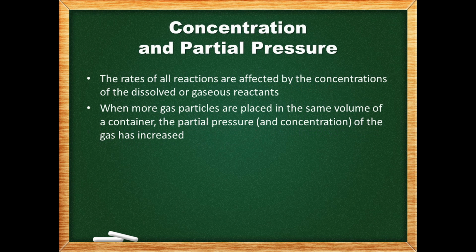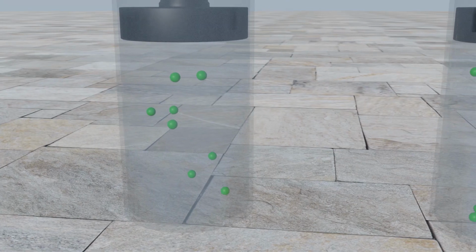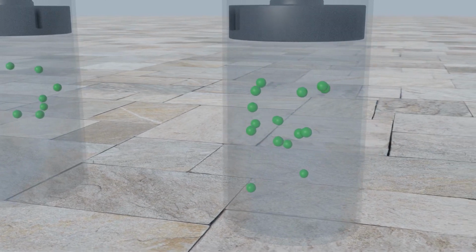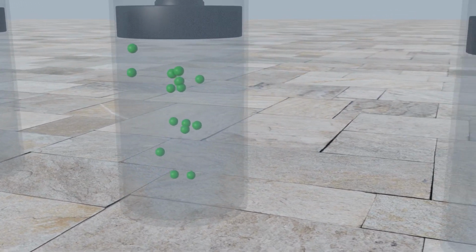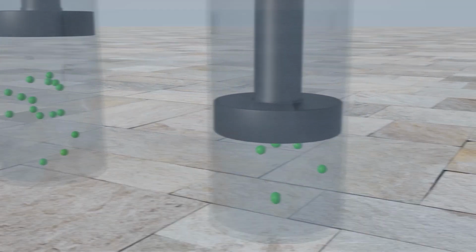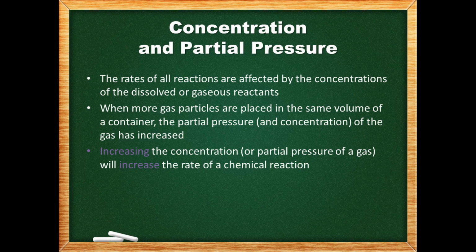The rates of all reactions are affected by the concentrations of the dissolved or gaseous reactants. When more gas particles are placed in the same volume of a container, the partial pressure of the gas has increased. We can also decrease the volume of the container to increase the partial pressure. Increasing the concentration or partial pressure of a gas will increase the rate of a chemical reaction. Remember that the concentration of pure solids and liquids cannot be increased because the moles per liter will always remain constant.